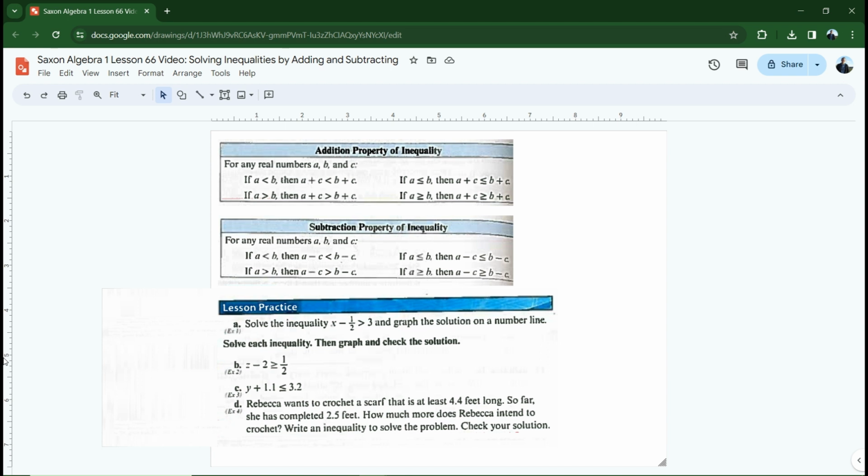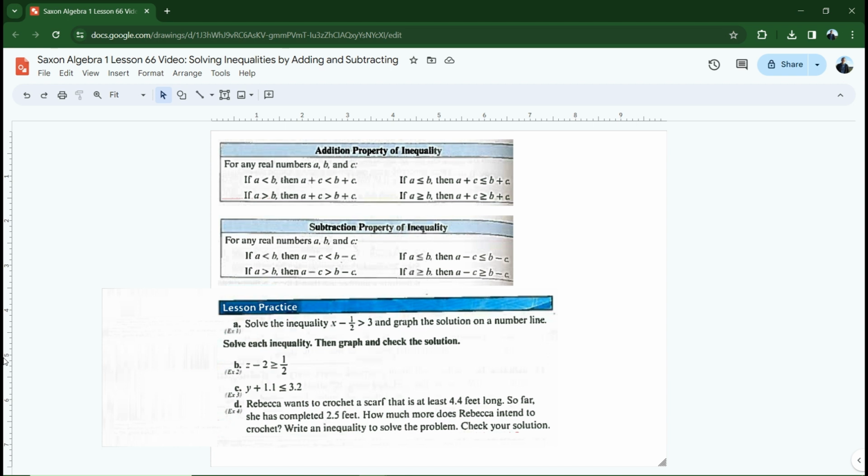And I'm just going to tell you, adding and subtracting with inequalities is just as easy as adding and subtracting with equations. The rule is, as you can see from the addition property of inequality and the subtraction property of inequality, as long as we do the same thing to both sides of each of these inequalities, we preserve the inequality. We don't actually change the solution at all.